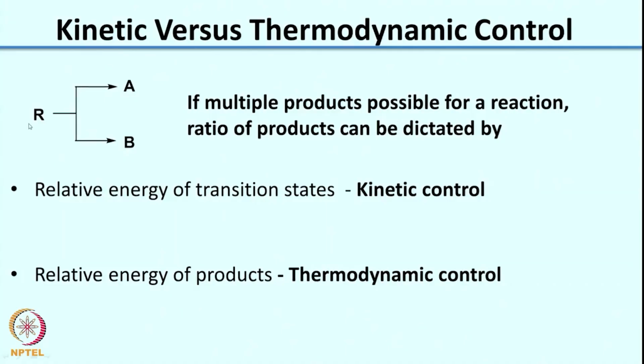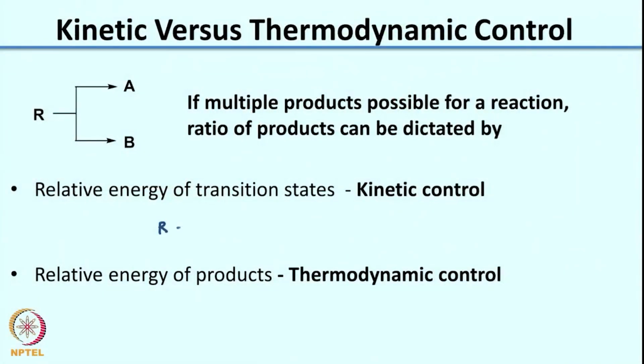So, let us take an example. If you have a reactant R and suppose it can go to one product A or a product B, the ratio of the products can be dictated again depending on the overall energetics of the process. So, one is the relative energy of transition states. In this case, the reaction is said to be under kinetic control.